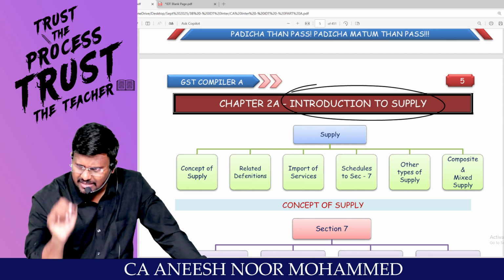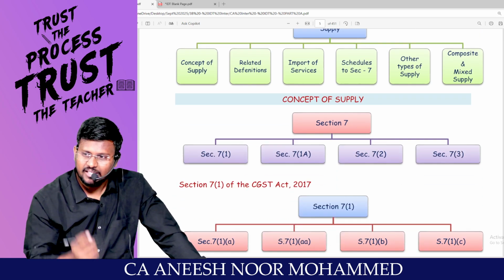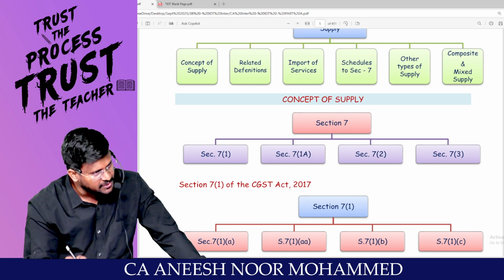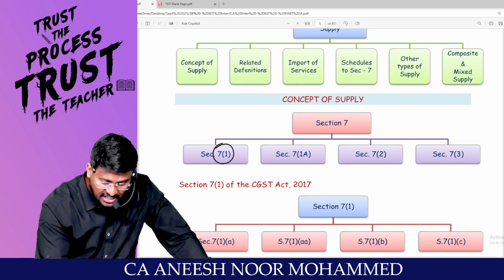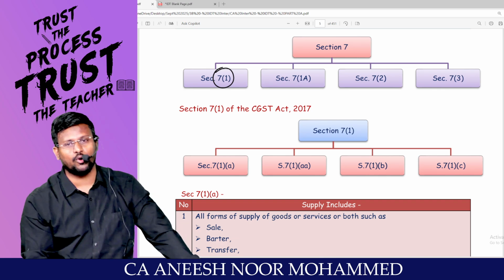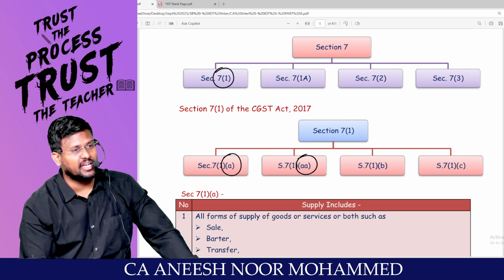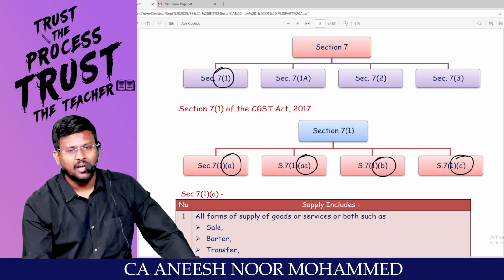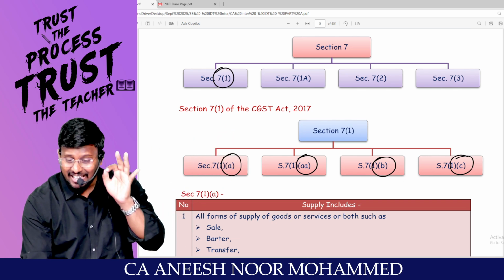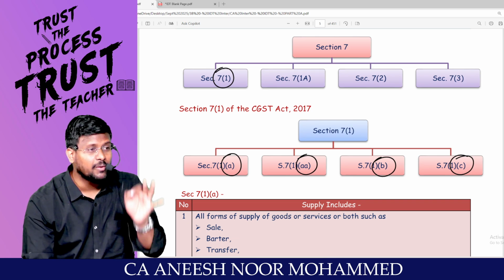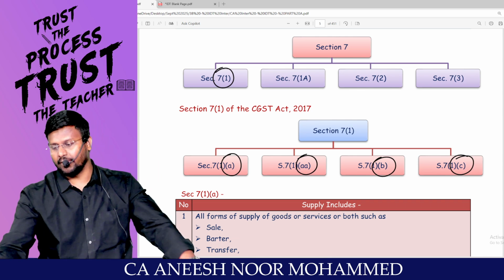Sir, before you come to the next chapter, that is introduction to supply, in the coming slot, what we will do now, section 7 is there. That section 7 is again classified into 4 categories: 7 subsection 1, 7 subsection 1A, 7 subsection 2, 7 subsection 3. This 7 subsection 1 is again classified into 4 clauses: clause A, clause AA, clause B, and clause C. Like that it goes.